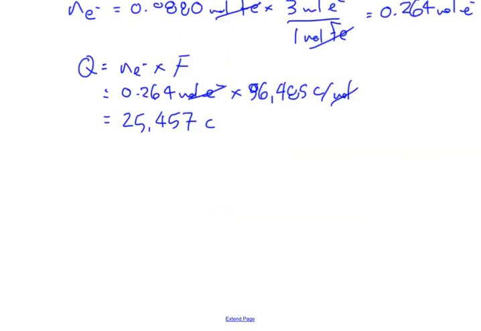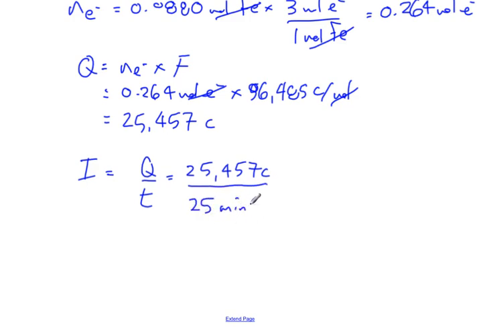So now we have charge. We were asked for the current I. So current I equals total charge divided by time. Total charge we just calculated is 25,457 coulombs. Our time was 25 minutes, but we need to convert that to seconds because the unit ampere is coulombs per second. So we're going to multiply that 25 minutes by 60 seconds per 1 minute. And so when we do that, we get a current of 17 coulombs per second, or 17 amperes.